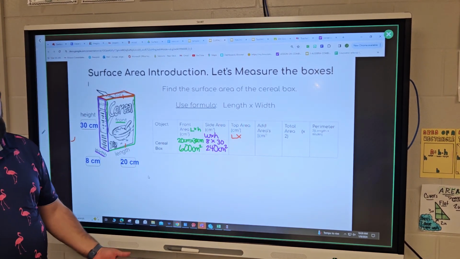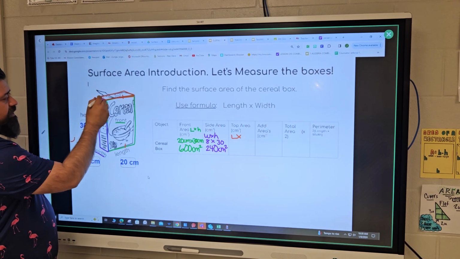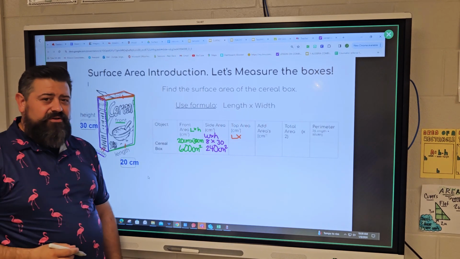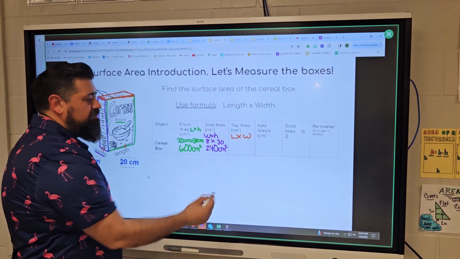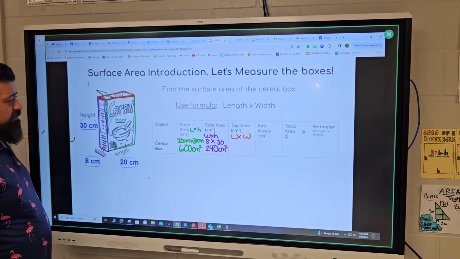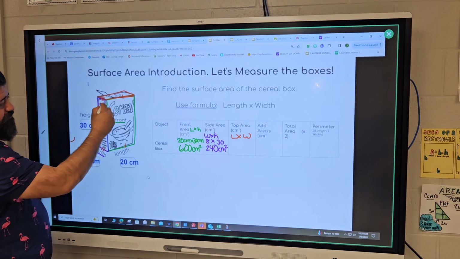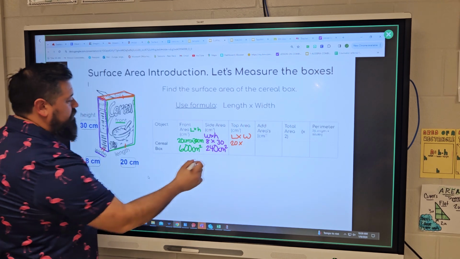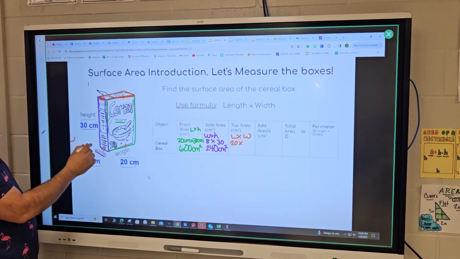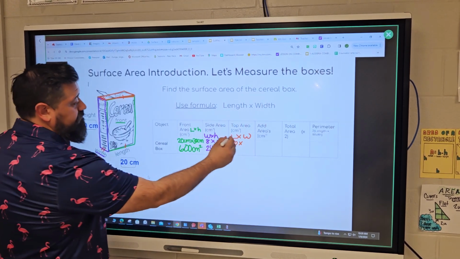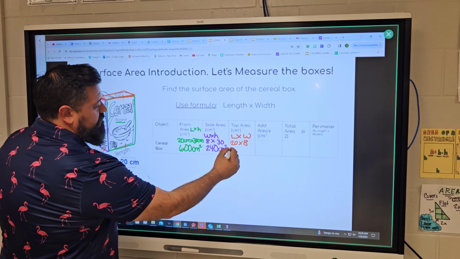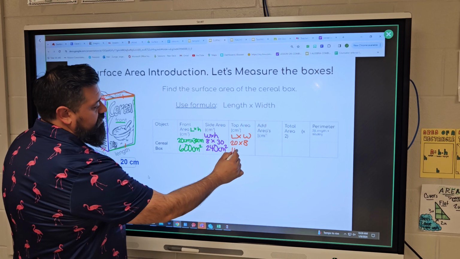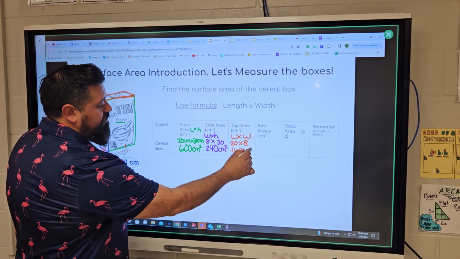So what else do I need to use? I know that this side right here, opposite is over here. So I need to use the width in order to find it, right? So I'm using length times width. Well, I know that the length right here is 20. And I know that the width right here is 8. 2 times 8, what should you get? 16. With that 0, 160 centimeters square.